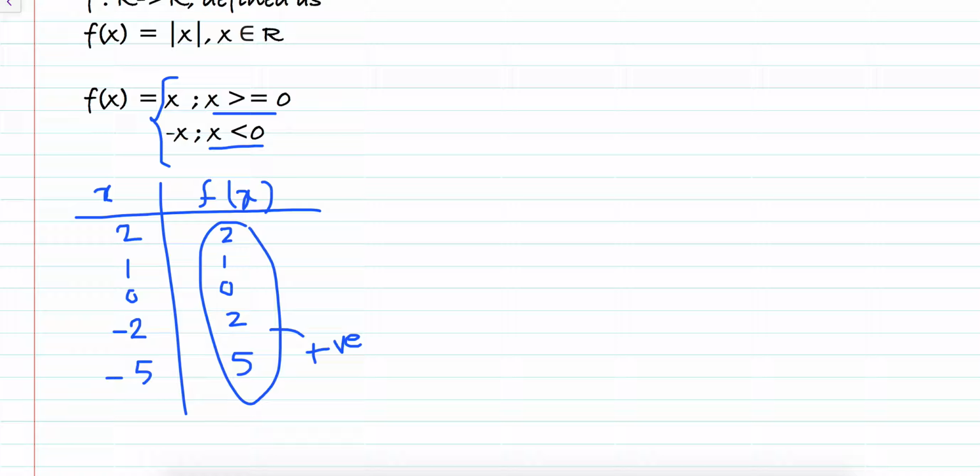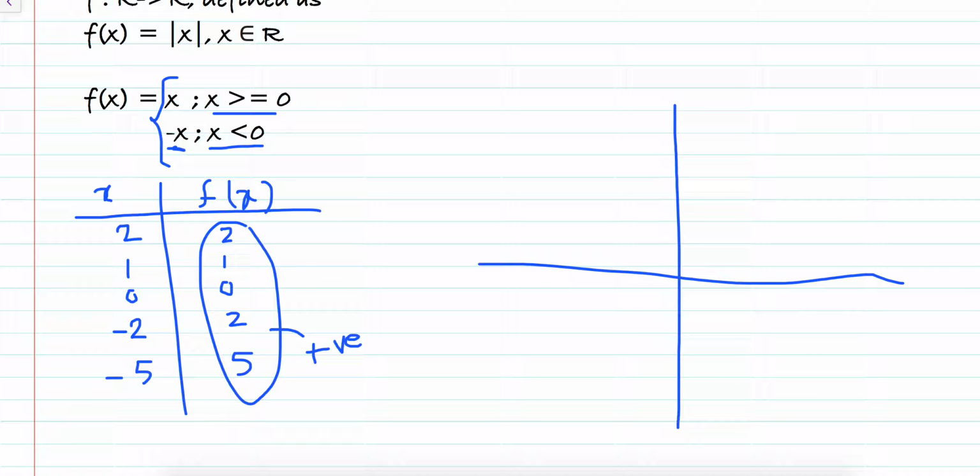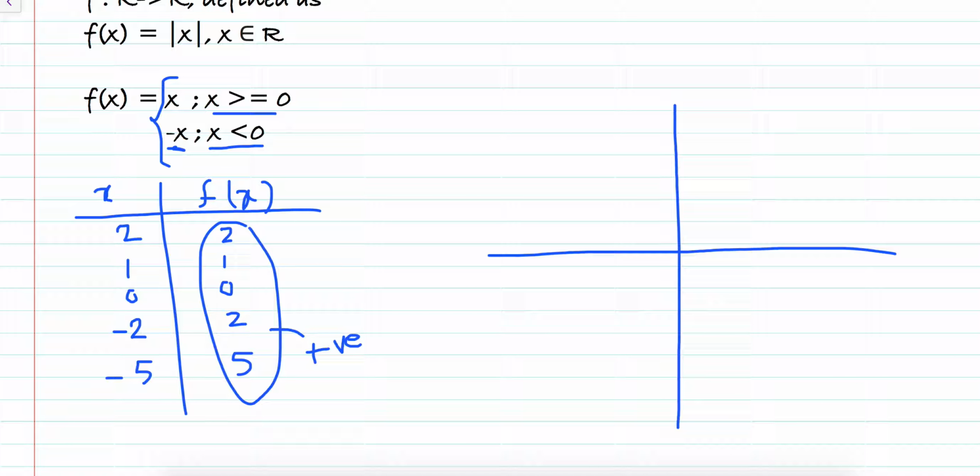Because if x is positive, we leave it as it is, and if x is negative, we will change its sign. So make it positive. So its plot would look, for the positive part of x, similar to our identity function. So for the positive part, it will be the same.